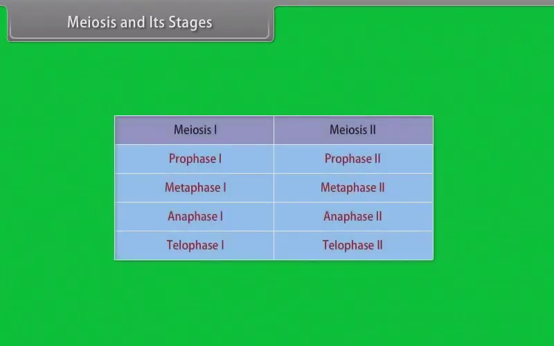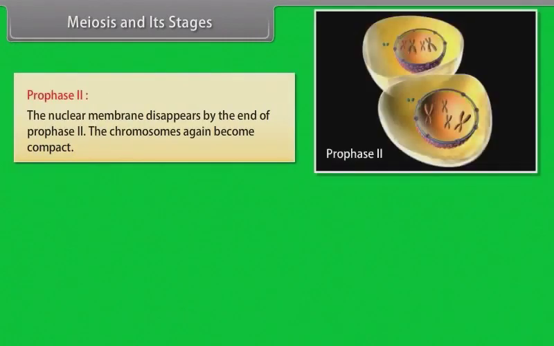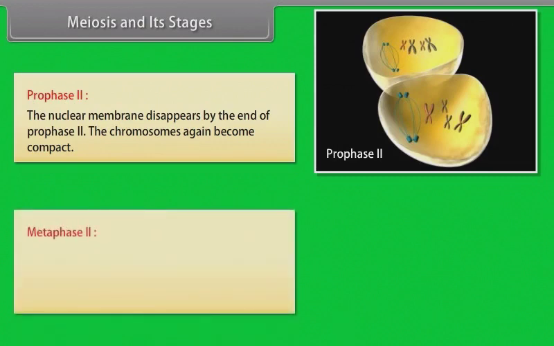Meiosis II is initiated immediately after cytokinesis, usually before the chromosomes have fully elongated. In contrast to meiosis I, meiosis II resembles a normal mitosis. The nuclear membrane disappears by the end of prophase II. The chromosomes again become compact. After prophase II, metaphase II takes place.